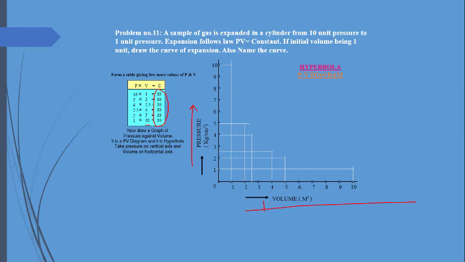So joining these points, these are the points received from combining or intersecting the lines. Now draw an arc passing through these points, which will give us a hyperbola by the pressure volume diagram.